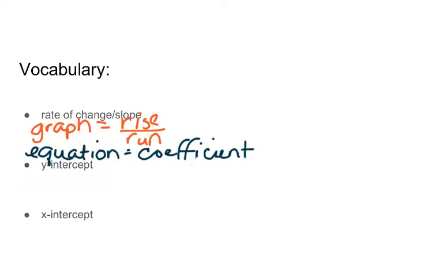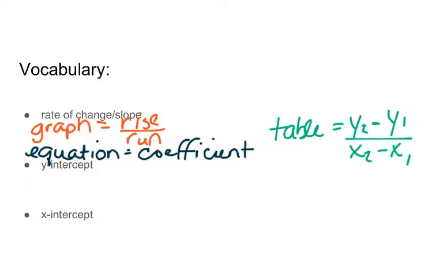And then one more thing is the table, and sometimes that's the hardest one. The table, we choose two ordered pairs, and then we use our formula: y2 minus y1 over x2 minus x1. I wanted to remind you also that we indicate slope by the letter M. Okay, so now let's look at the next word.